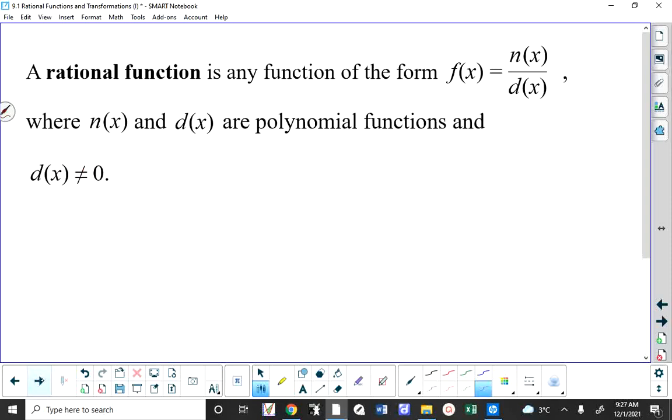So to begin with, as a warm-up, I'm going to introduce the idea of a rational function. And by the way, the function y equals 1 over x, you did learn about last year, but you called it a reciprocal function, which we're going to toss that idea away this year. It's too limited.